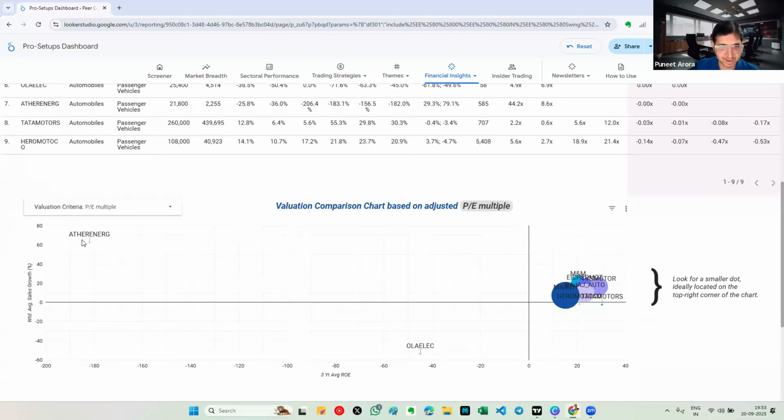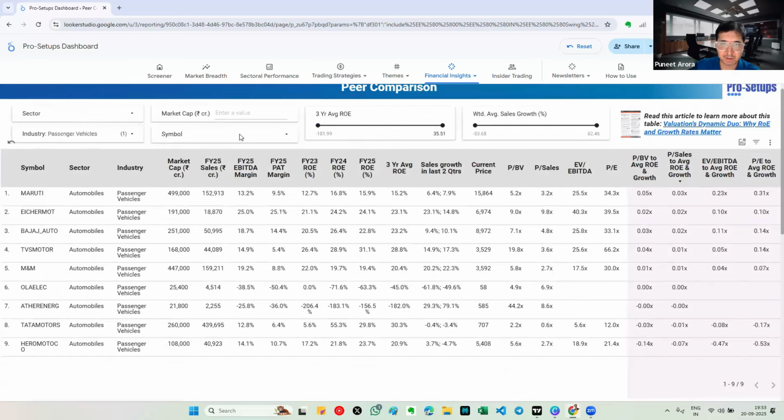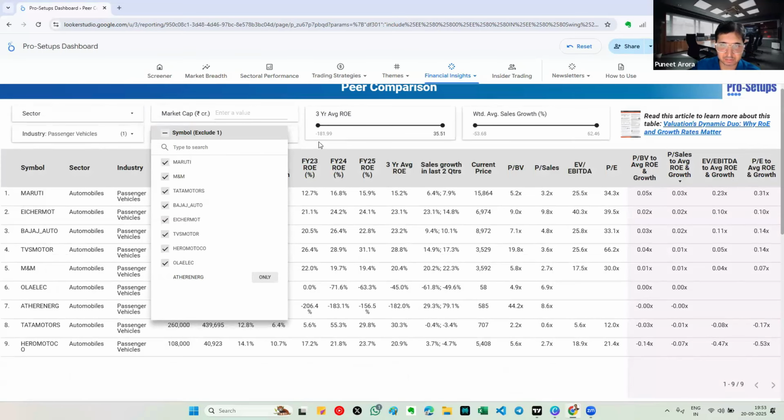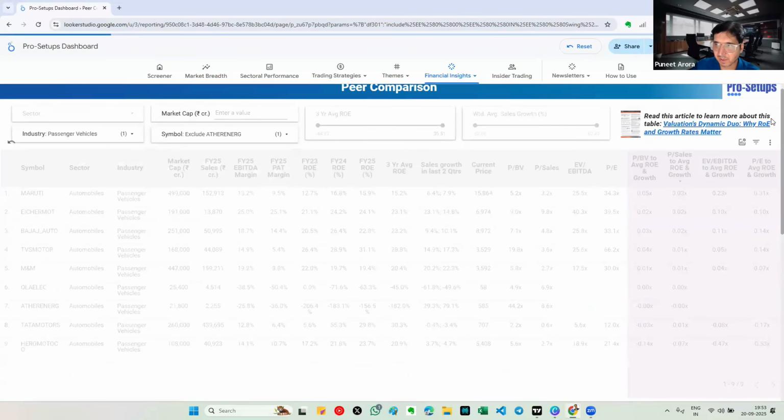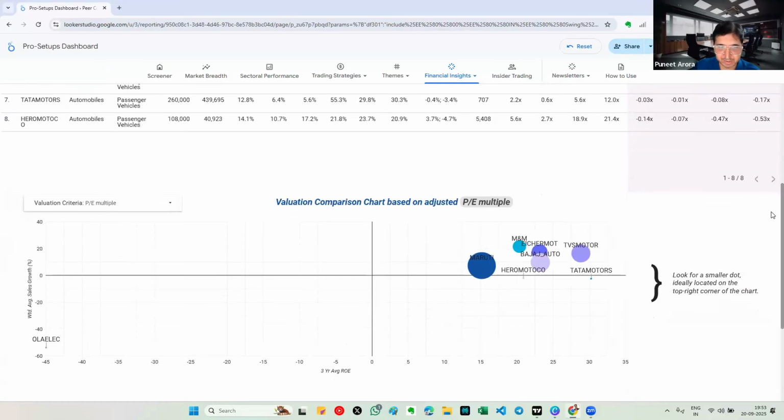Like Ether, we know that its ROE is negative, minus 180%. We can always remove this particular company from the symbol list and only look at the remaining companies, which we know can be compared. Ola Electric also, I think we should remove. Minus 45%.